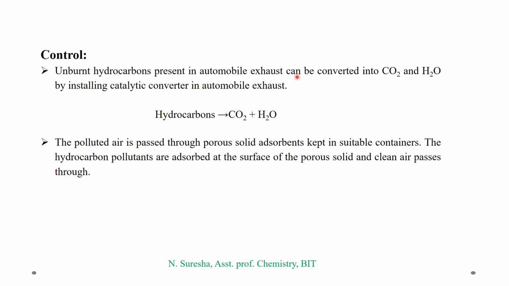Automobile exhaust can be converted into carbon dioxide and water by installing a catalytic converter in the exhaust of automobiles. A three-way catalyst fixed in the exhaust of automobiles also converts unburnt hydrocarbons into carbon dioxide and water. Not only automobiles, this catalytic converter should be fixed to the chimneys of factories also.